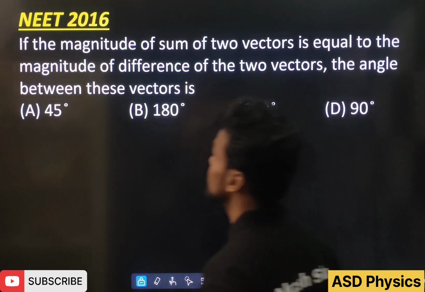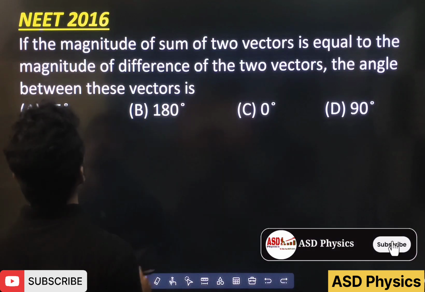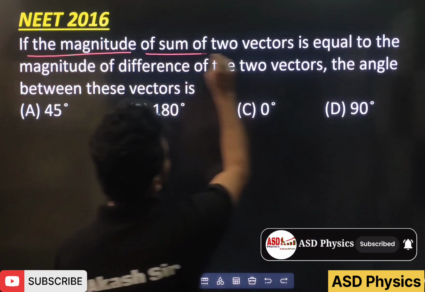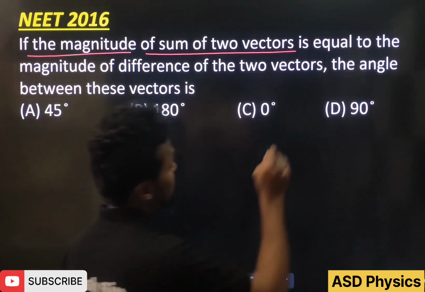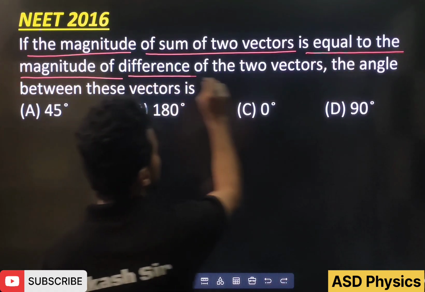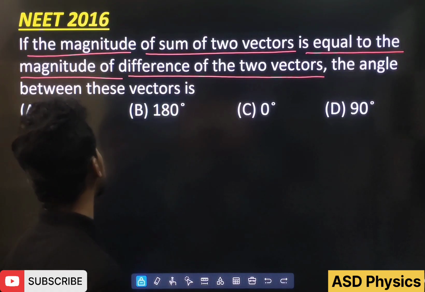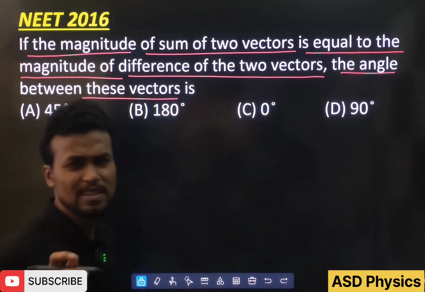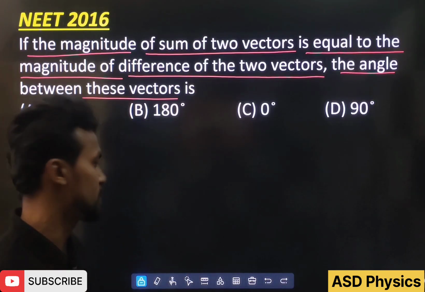So here you can see very well. The first question is a NEET 2016 question, a very easy question. See, if the magnitude of the sum of two vectors is equal to the magnitude of the difference of the two vectors, then they are asking the angle between these vectors, how much. Even this question came nearly 2 or 3 times in the exam, okay?